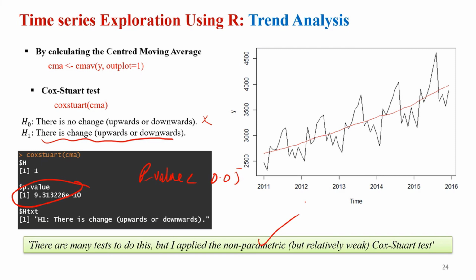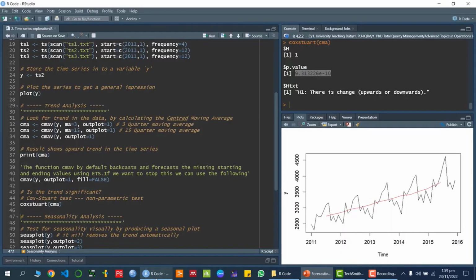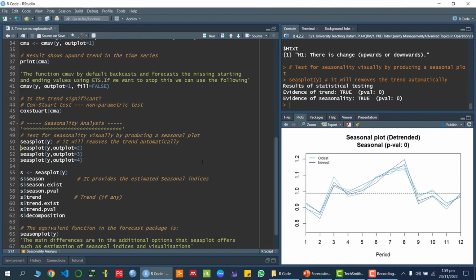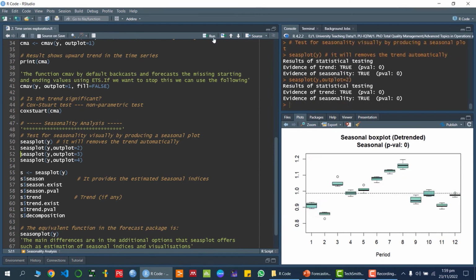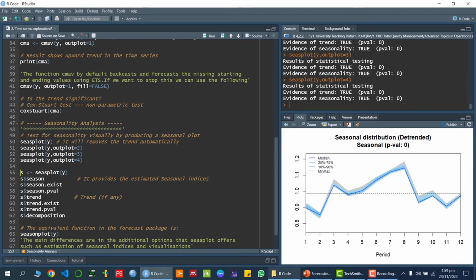Okay, the second component, if you want to find out the seasonality, for that we have a function called seasplot. You can use these numbers in order to draw different types of plots. Let me show you how you can do that for seasonality. First of all, I'm using the default seasonality plot, that is this one. If you use 2, it is going to be this one. The remaining output is the same for 3, 4. So you are getting different types of plots.